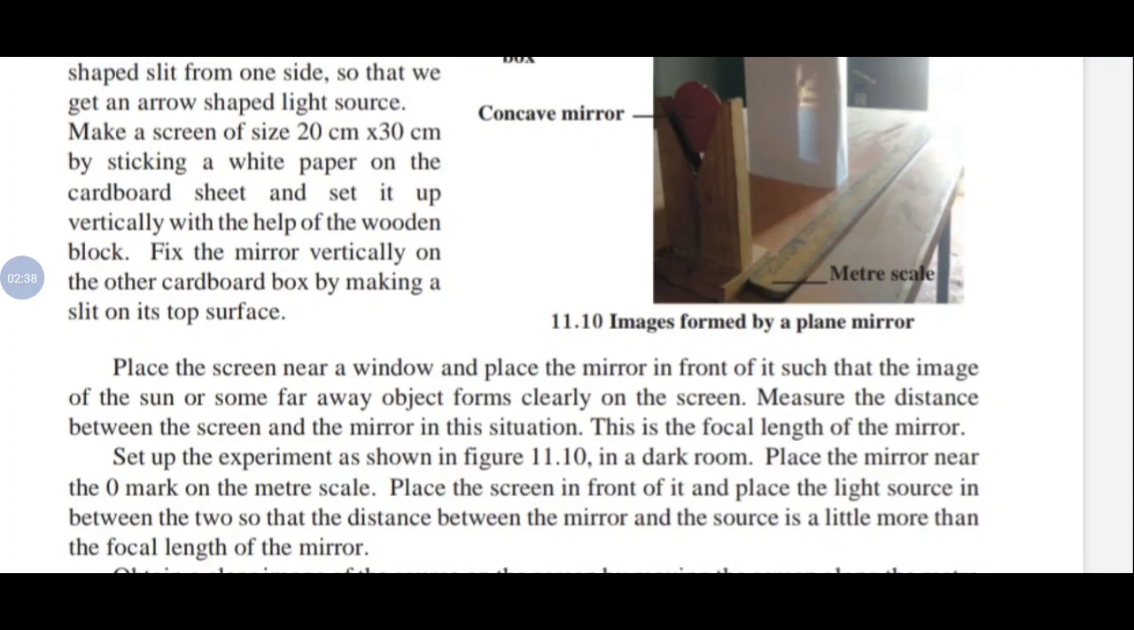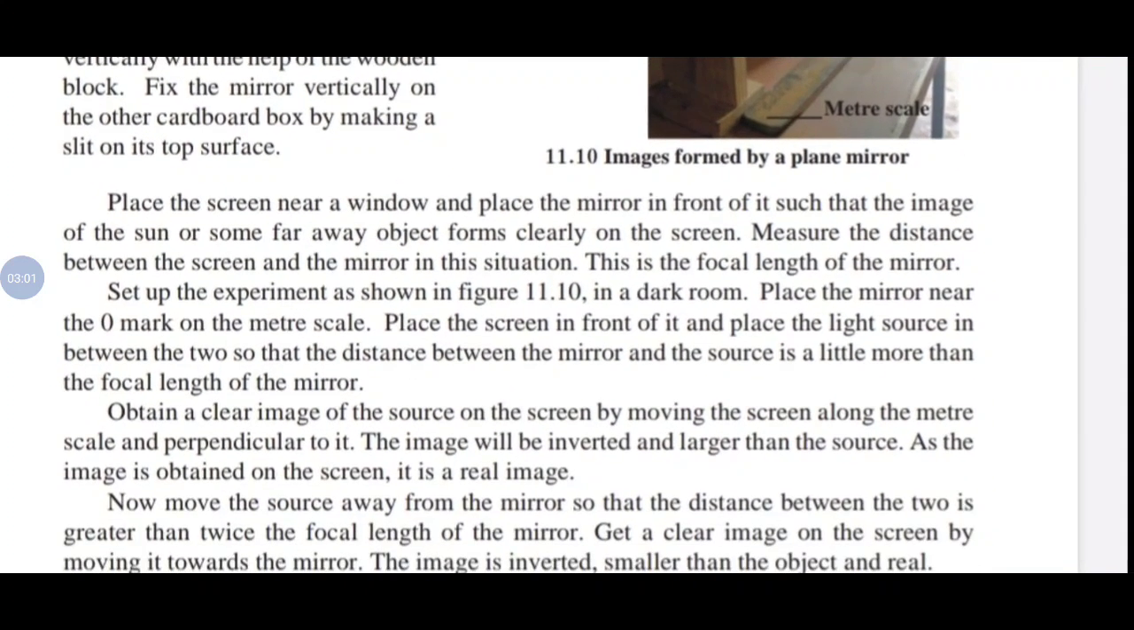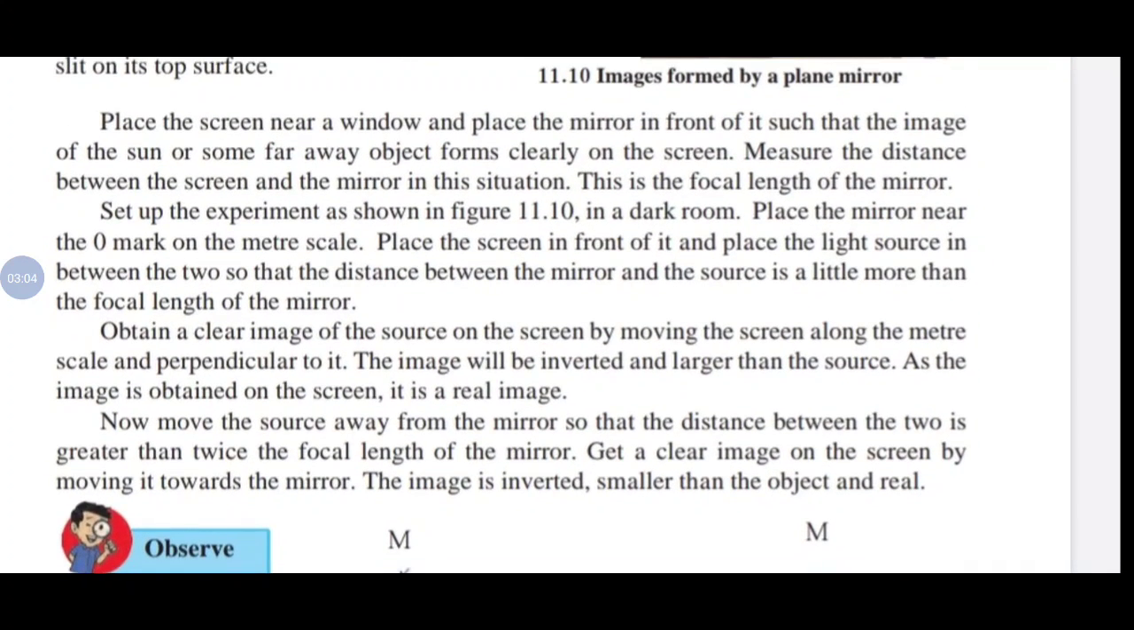Now set up the experiment as shown in the figure in a dark room. Place the mirror near the 0 mark on the meter scale. Place the screen in front of it and place the light source in between the two so that the distance between the mirror and the source is a little more than the focal length of the mirror. Obtain a clear image of the source on the screen by moving the screen along the meter scale and perpendicular to it. The image will be inverted and larger than the source.